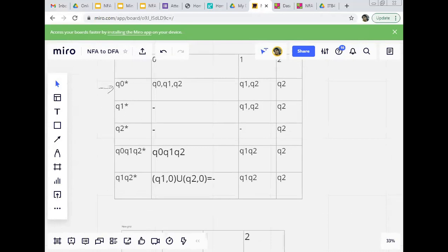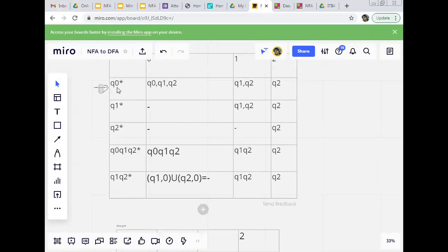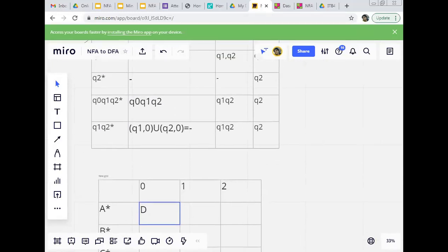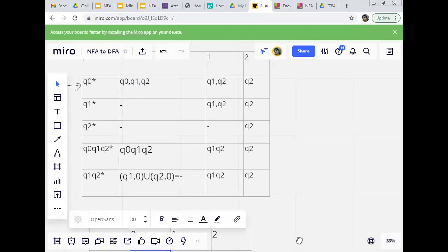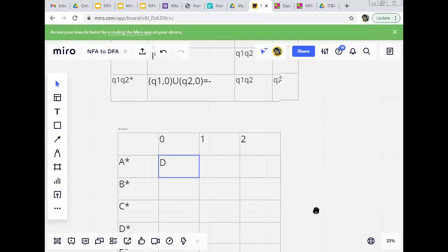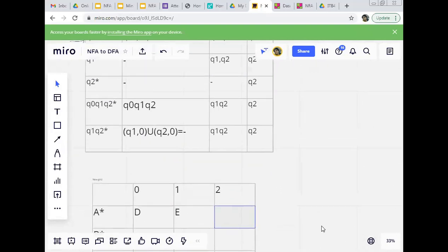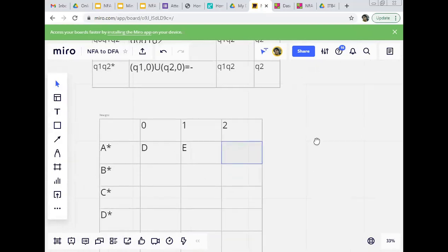Okay, so now tell me, where does A on 0 go to? According to our renaming, A on 0 goes to D, right? I hope you understood the renaming, right? A on 1 goes to? Students, please be quick. A on 1 goes to E. Okay, and then A on 2 goes to? A on 2 goes to C.